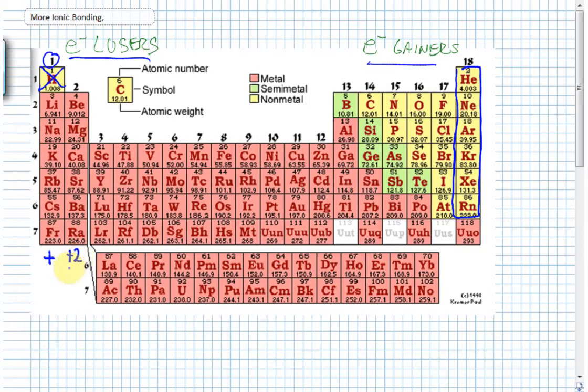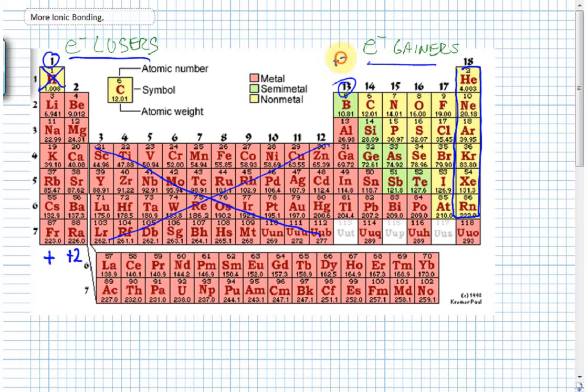We skip over the transition metals for right now. Again, they're just a little bit more complicated in terms of how they lose electrons to form stable ions. And we jump to column 13. Column 13 sitting here with 3 valence electrons. Elements in column 13 generally are going to form ions with a charge of +3.